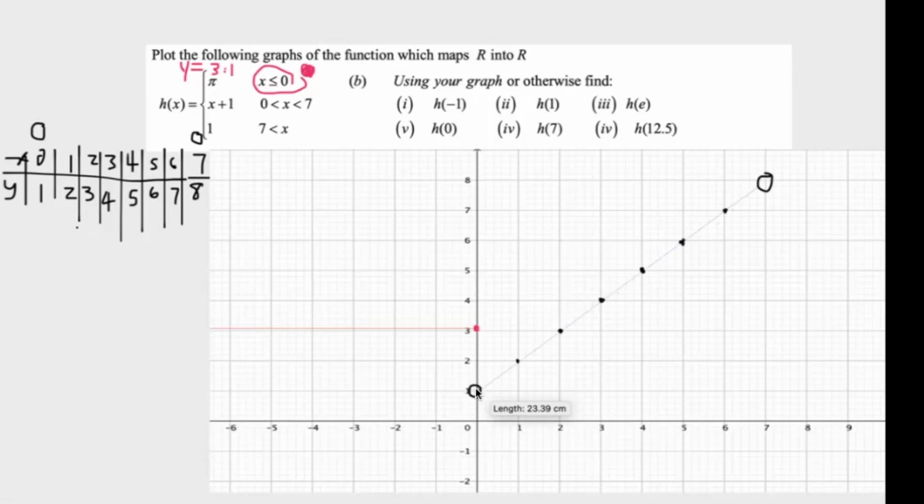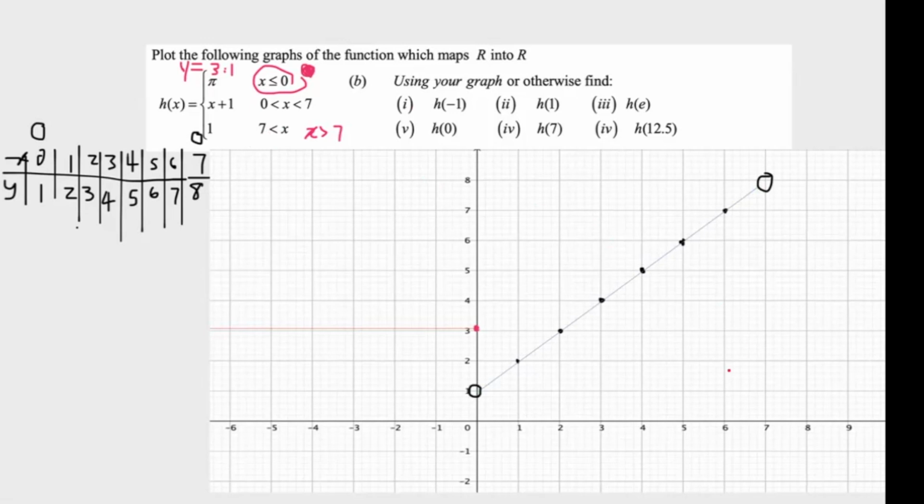So this would represent the line. The next one, we have x is greater than 7. So this is really saying x is greater than 7. If you don't like how it's written here, you can always just rewrite it as this. So always start reading it as x. X is greater than 7.